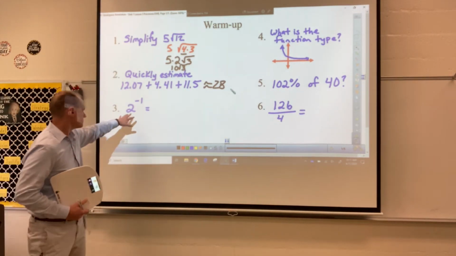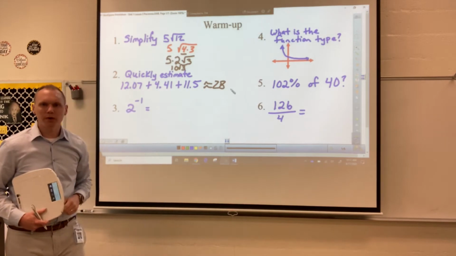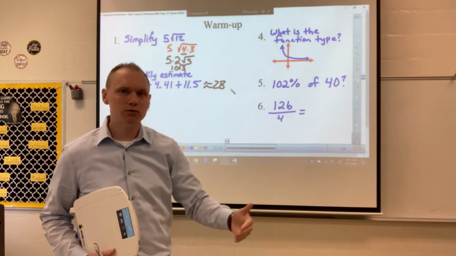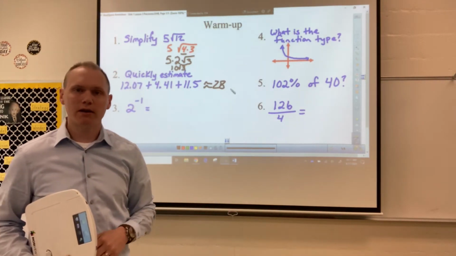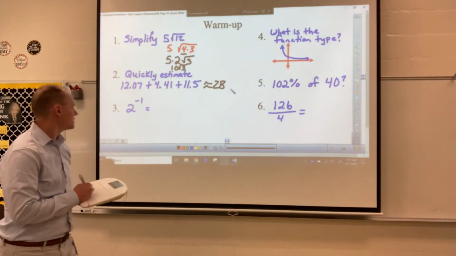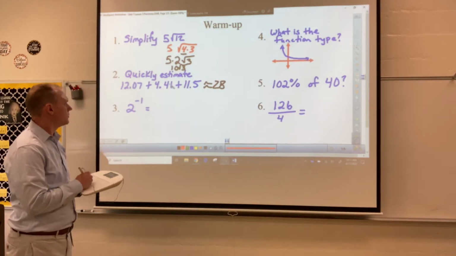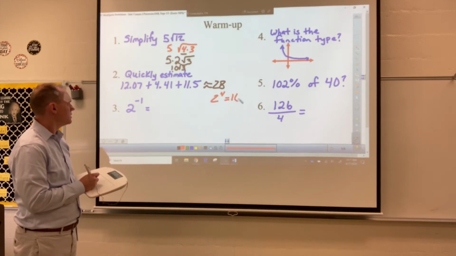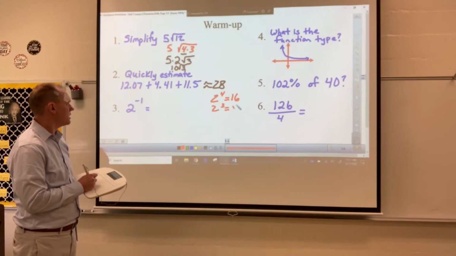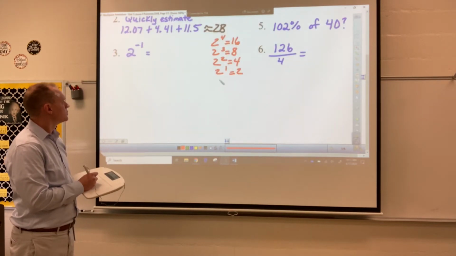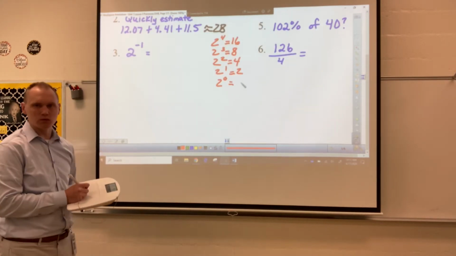Number 3, 2 to a negative first power. We've talked about natural numbers and how we can use the repeated multiplication definition. We've talked about raising a number to 0 and how that always results in 1. But what happens when we have a negative? Well, let's continue that pattern we talked about in previous videos, where we have 2 to the 4th is 16, 2 to the 3rd is 8, 2 to the 2nd is 4, 2 to the 1st is 2, 2 to the 0 power, we said last time, was 1.